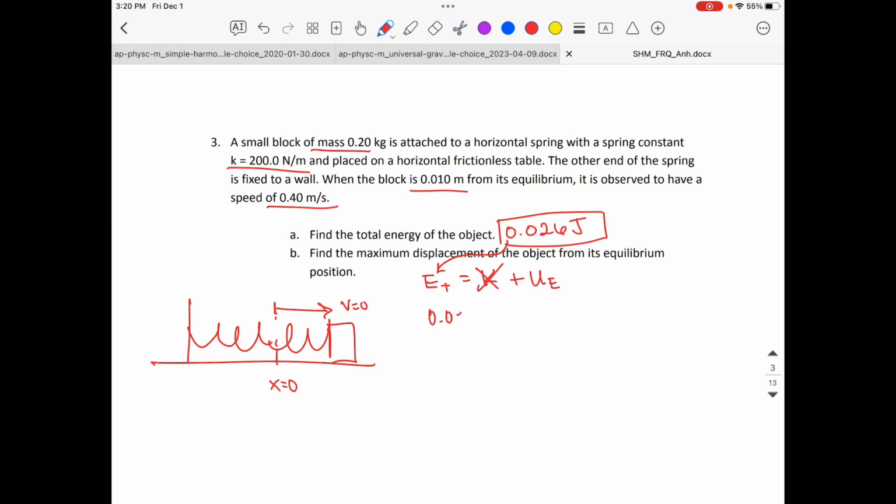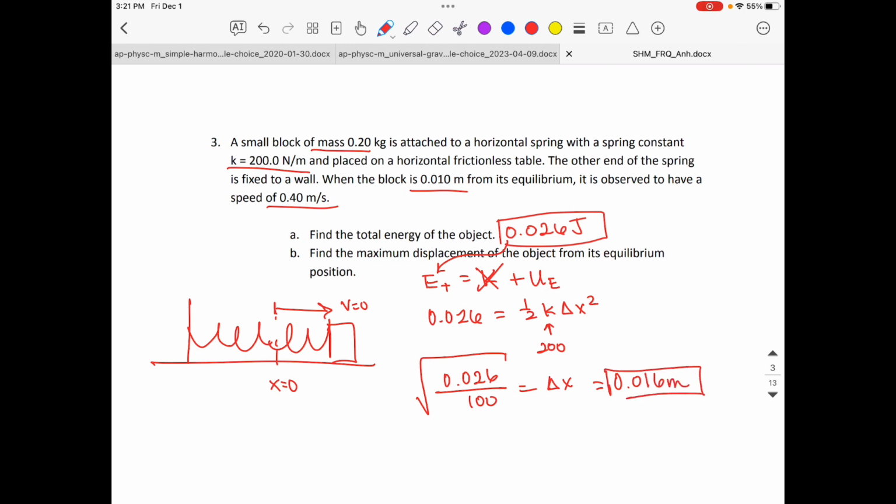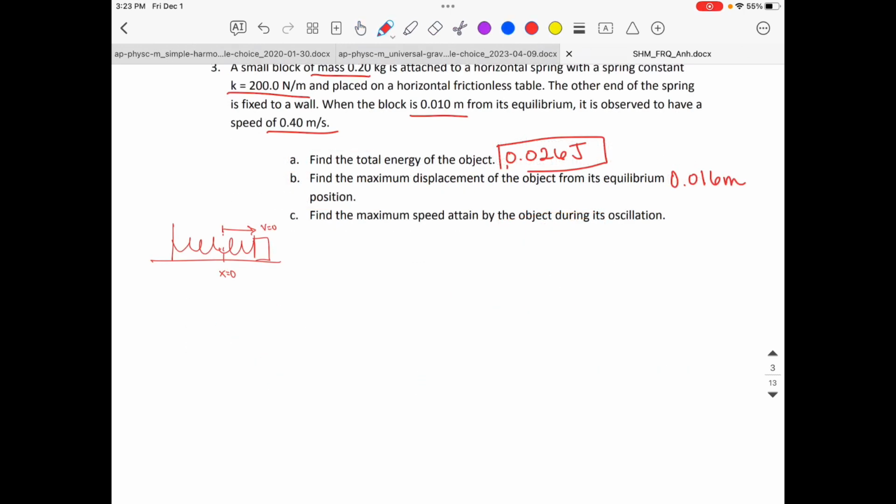So 0.026 is equal to 1/2 k delta x squared. We know k is 200, and half of 200 is 100. So I'm going to divide by 100 on the other side, and since this is delta x squared, I can take the square root, and I end up with delta x equal to 0.016 meters.